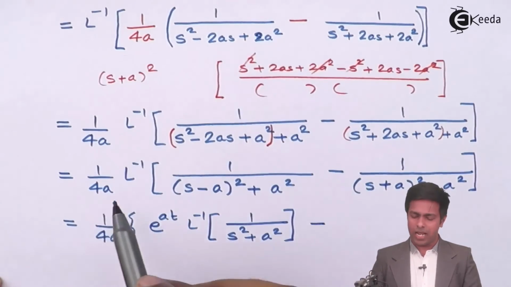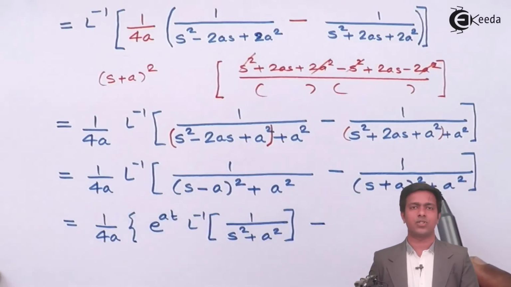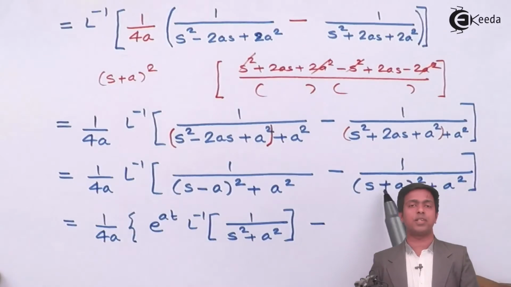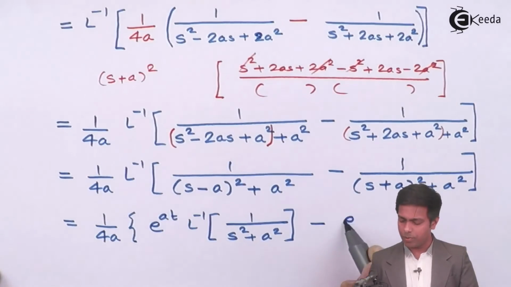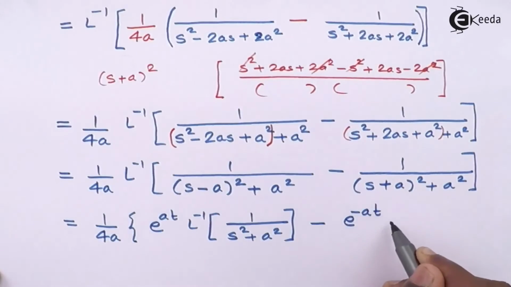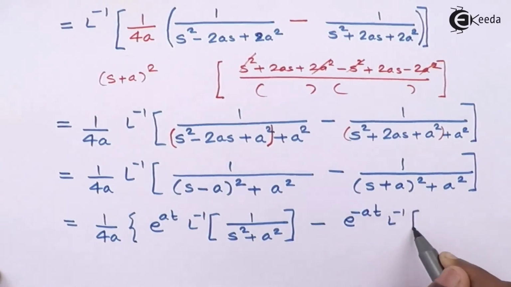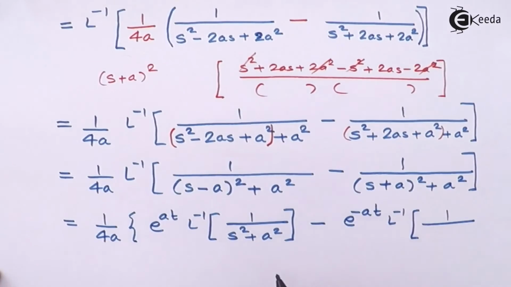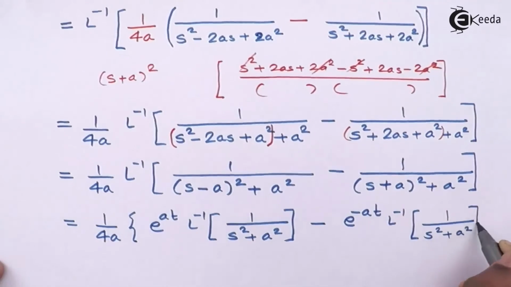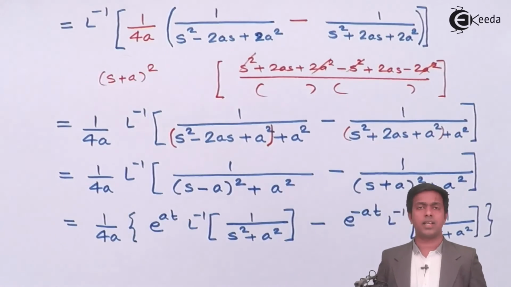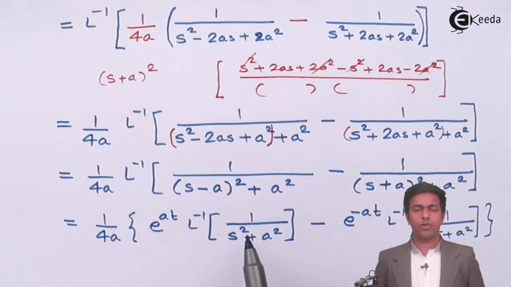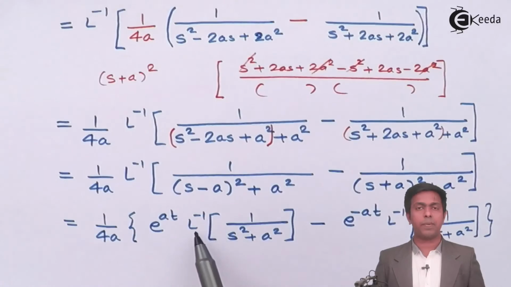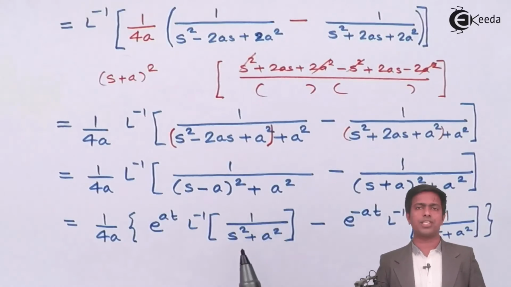Minus, now let's find out Laplace inverse of this function. Again, this is a function of s plus a, so that will become e to the power minus at, and Laplace inverse of 1 upon, let's replace s plus a with s, so this will give us s square plus a square. And now guys, it's the last step. So what is the value of this Laplace inverse of 1 upon s square plus a square?